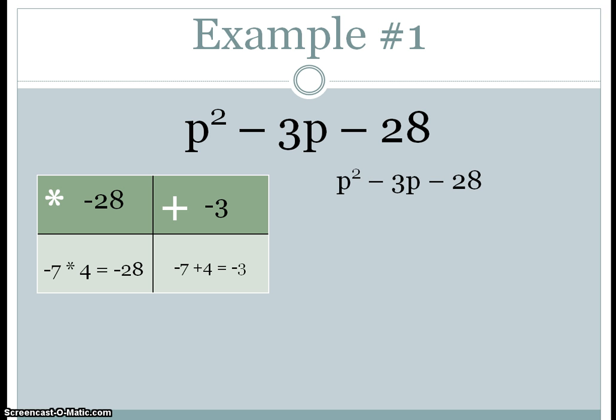Well, we're going to take that original trinomial and we're actually going to turn it into a 4-piece polynomial. The reason we find the two numbers is because we're going to split that negative 3p into the two numbers that we've just created. So in this one here, that negative 3p is negative 7p plus 4p. And what should always happen is you can take the two numbers and combine them back to get that negative 3p. So what we're going to be doing is something called factor by grouping.